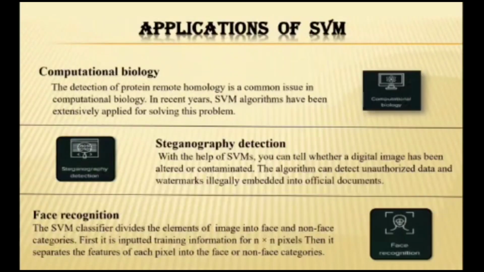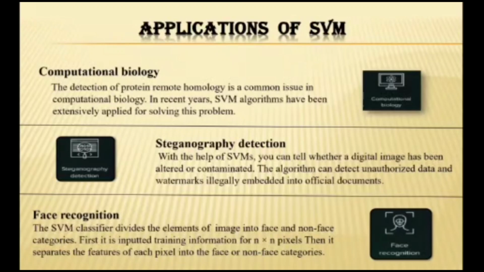So now we are going to see the applications of SVM. What are the applications of SVM? Computational biology, steganography detection, face recognition, text categorization, image classification, and handwriting recognition. These are the applications of support vector machine. So first of all, we are going to see computational biology. The detection of protein remote homology is a common issue in computational biology. In recent years, SVM algorithms have been extensively applied for solving this problem.